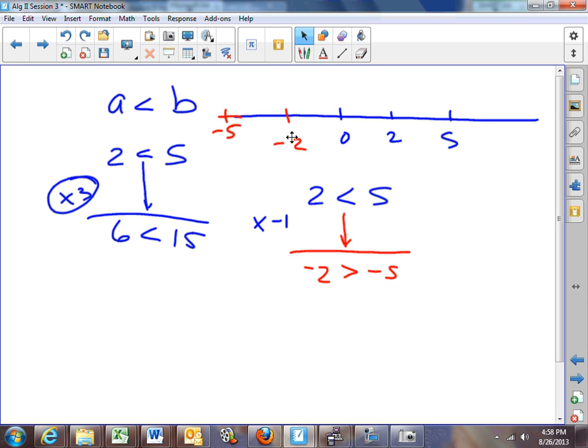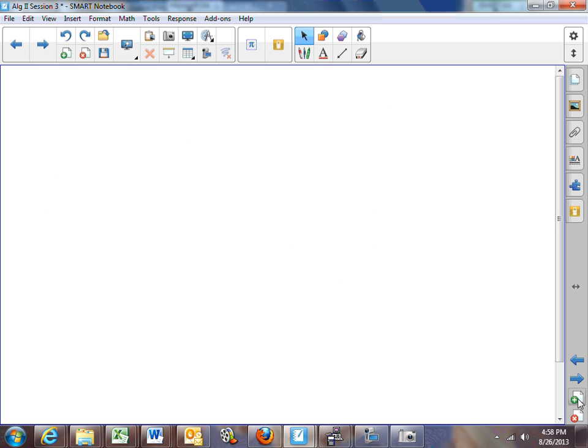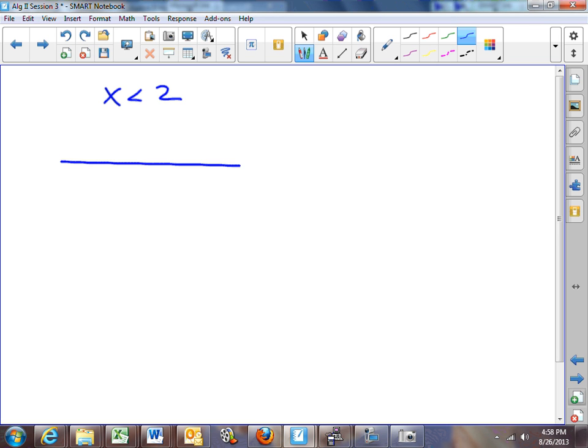One more thing we do want to talk about is graphing solutions of inequalities. So let's take a look for just a minute at an inequality. If we say x is less than 2, think about this with me for just a minute. If we're going to graph the solution, we want to show on this number line all the numbers that make x less than 2 true.